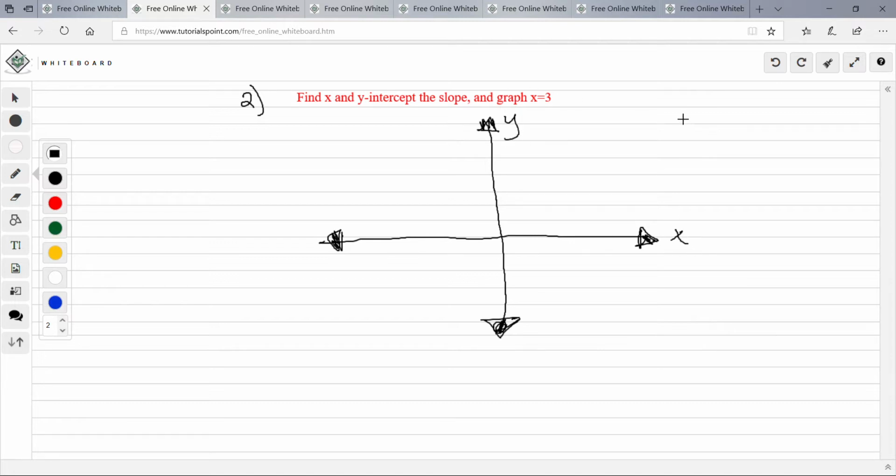So we are given x equals 3. Note, this is not y equals 3. If it's going to look like this, this is what the graph is going to look like. Okay, so if it was y equals 3, it would be horizontal, right? It would be like 1, 2, 3, and like that, right? But it's not.